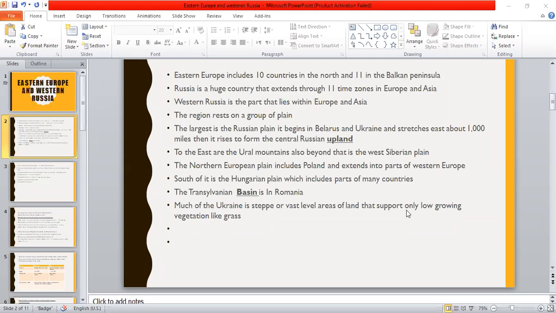I want you to highlight it because it will come in the form of a comparison between the rivers of Eastern Europe and Western Russia. And at the same time, you're going to mention the river name, the location, and the uses. So before I go further, who can tell me what are the common uses of rivers? Very easy question. Who can tell me?